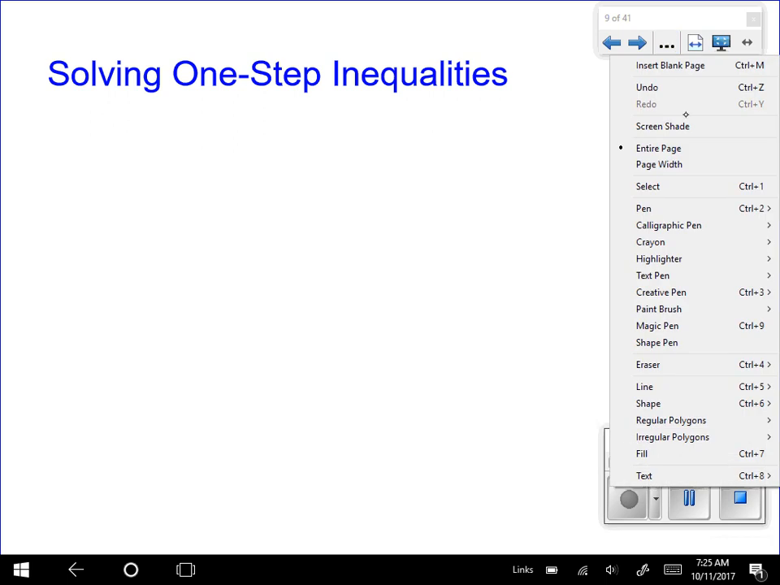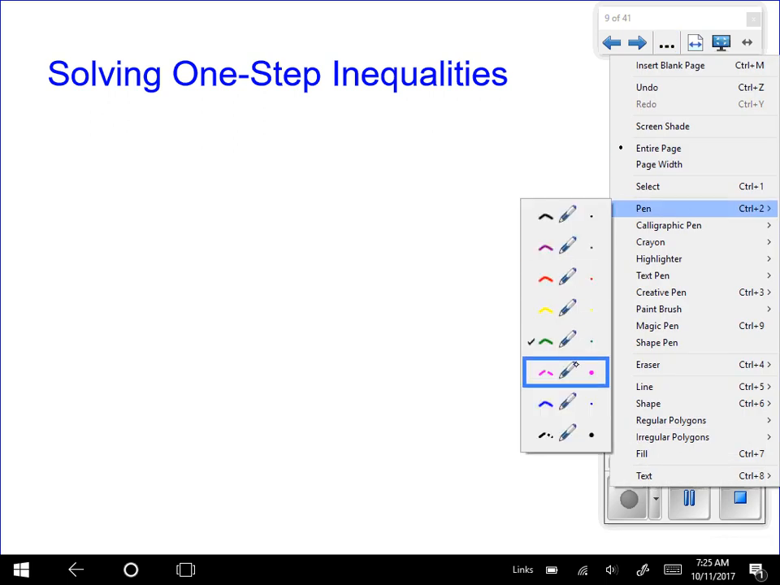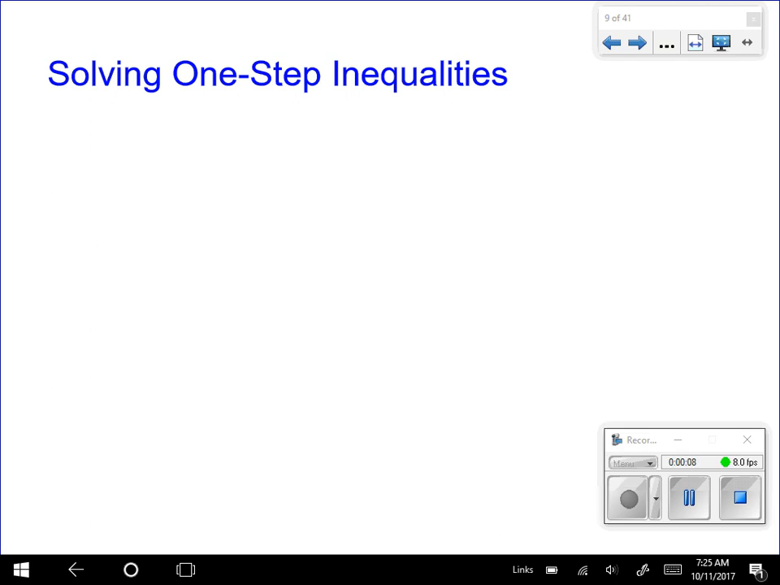Math with Miss Swartz. Today we're going to move forward and we're going to be looking at solving one-step inequalities. So yesterday we had a quick intro. Hopefully that was really simple. My hope would be that you already know that information, but it's a good review and good refresher.